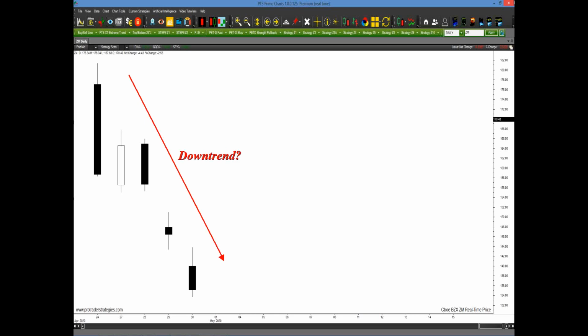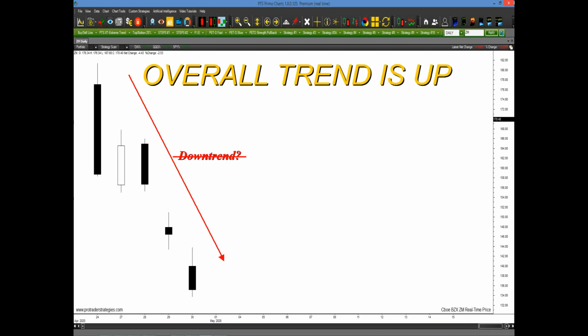Well, with the simple core concept, you're going to see with the aid of the PTS Primo charting platform that this was not in a downtrend at all. And for all intents and purposes, we were actually in an overall uptrend. So rather than looking at this as a downtrend, this is a buying opportunity.